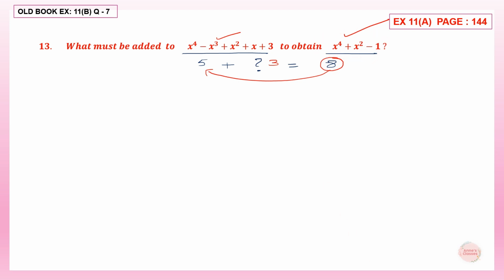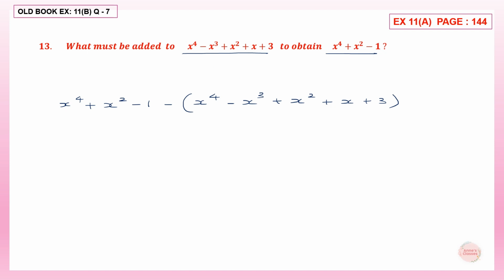So let's do that. So that will be x to the power of 4 plus x to the power of 2 minus 1. And we're going to subtract the first expression, that is x to the power of 4 minus x to the power of 3 plus x to the power of 2 plus x plus 3. So we have got this now. Now this part was done just to help us understand whether it is addition or subtraction, and if it is subtraction, which number has to come first. So this we have understood.